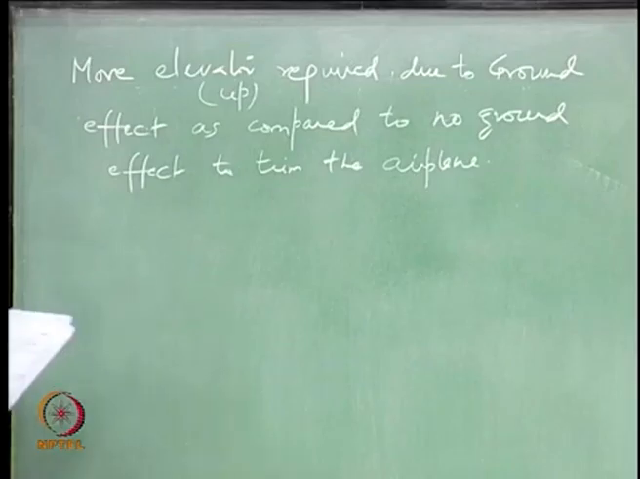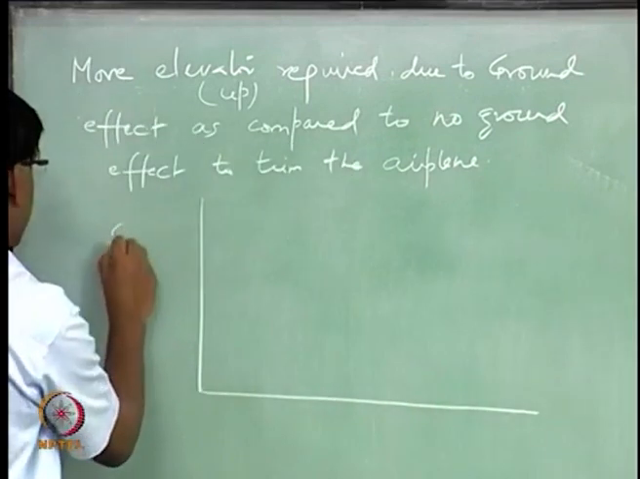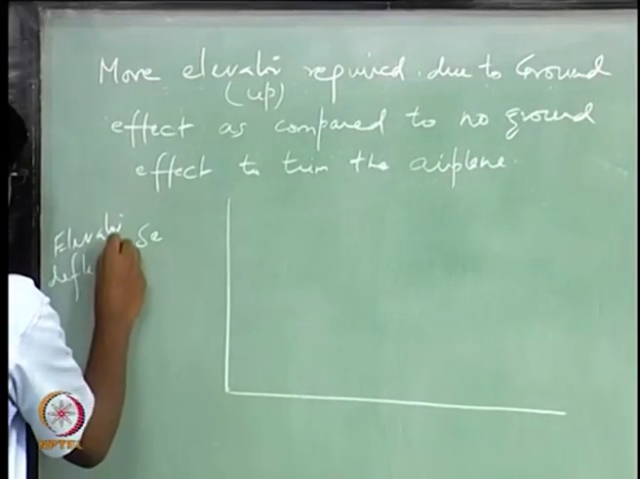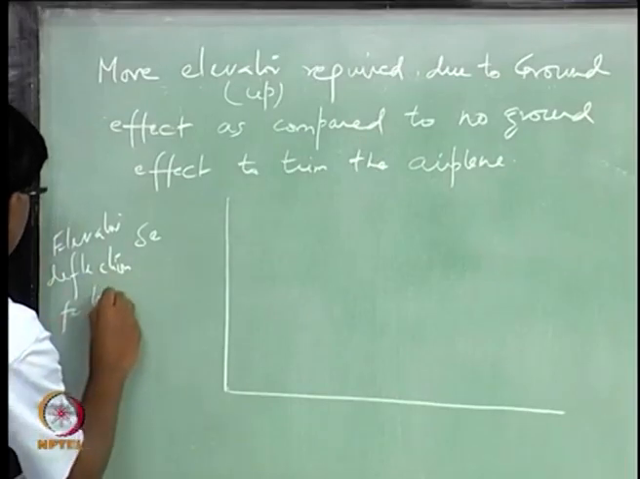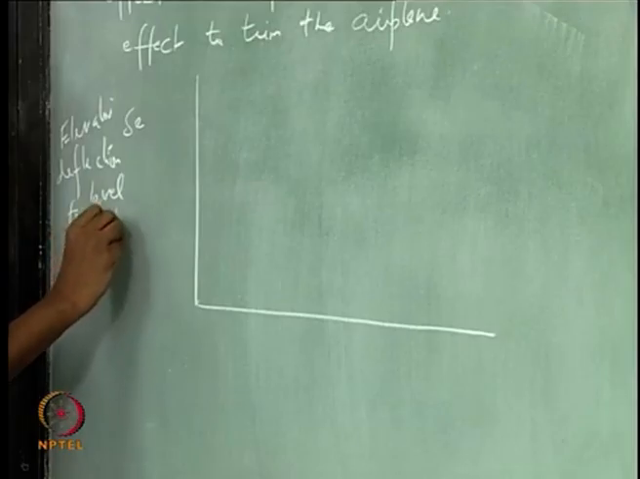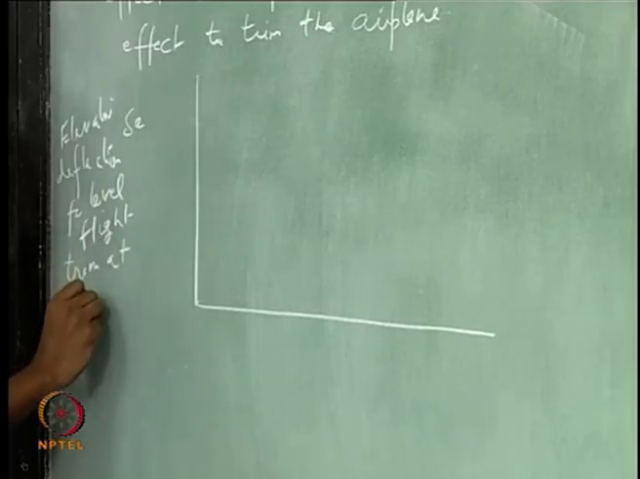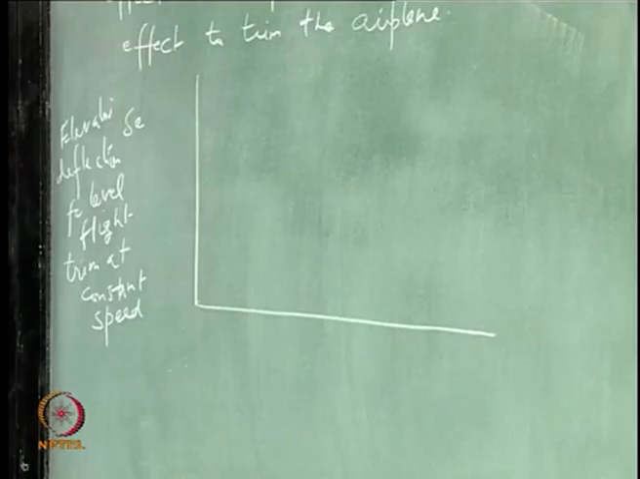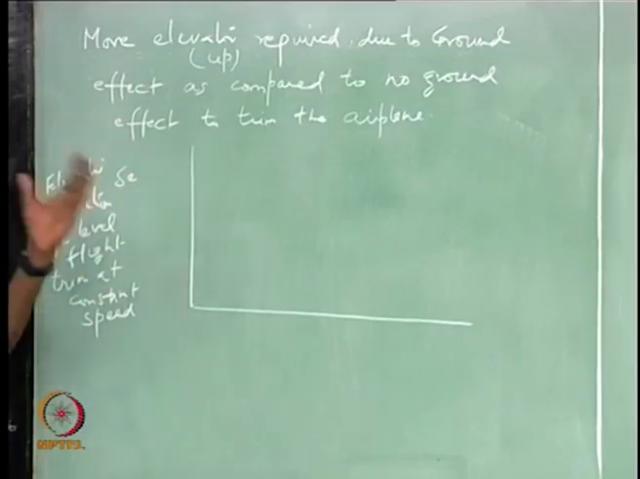We want to see the plot of how the elevator deflection requirement changes for level flight trim at constant speed. Okay, let us talk about only the level flight trim condition, and then let us plot the effect of the ground effect, right.